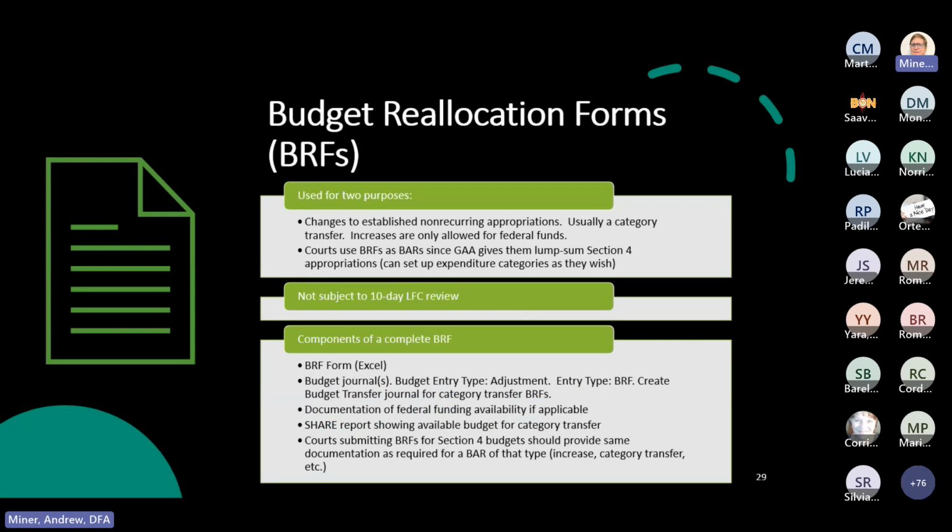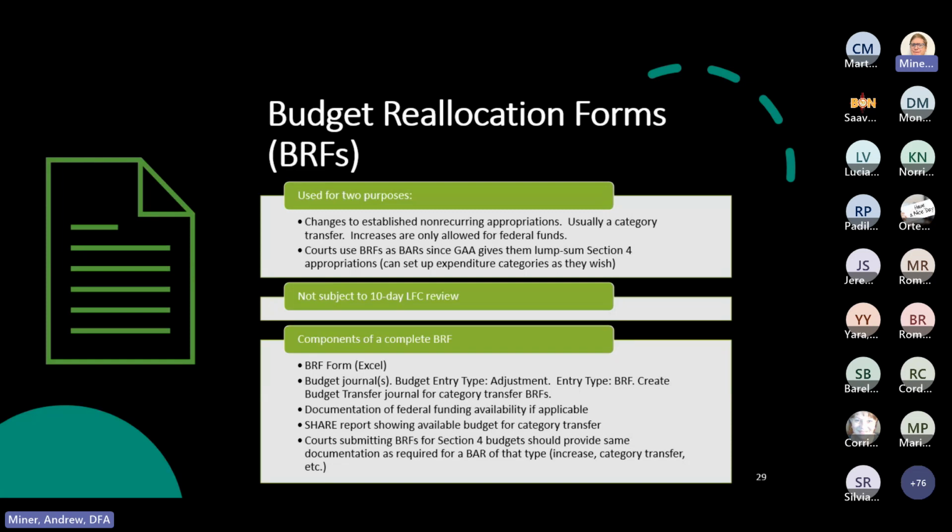Okay, the last type of budget management document that we're going to talk about today is called a budget reallocation form, or a BRF. So these are used for two purposes, one for all agencies and one specific to courts. So for all agencies, this is how you do a change to an established non-recurring appropriation. This is almost always a category transfer. Increases are really only allowed for federal funds.